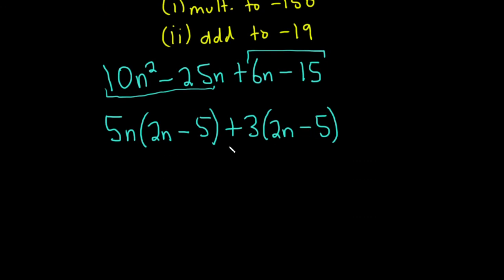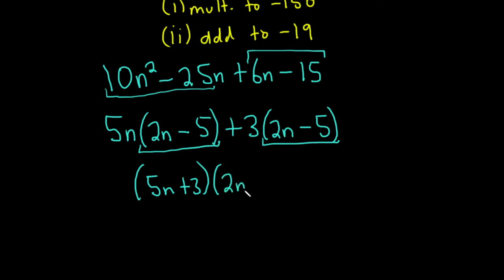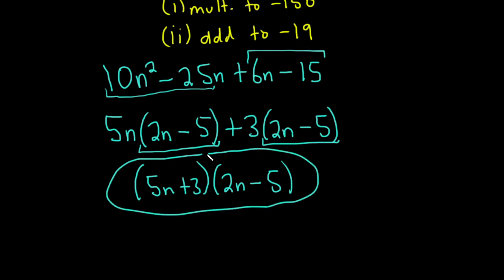Okay, so now that we have it written this way, the next step is to take this and pull it out. So we have parentheses 5n plus 3, parentheses, and then 2n minus 5. So 2n minus 5, you can just put it there on the outside. And let's check this answer. 2n minus 5 times 5n is right here. 2n minus 5 times 3 is right here. And that would be the final answer. Good luck.